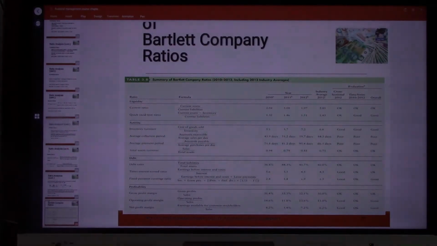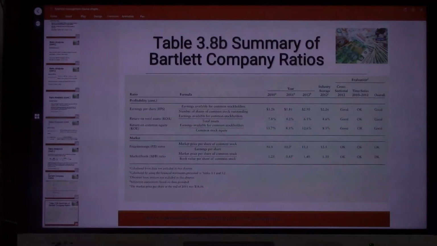But sometimes maybe you could describe it as good, or maybe you could describe it as poor. In general you are going to describe it as good, poor, or okay, and this is the interpretation and the assessment of the financial performance over different years using time series or using cross-sectional analysis.